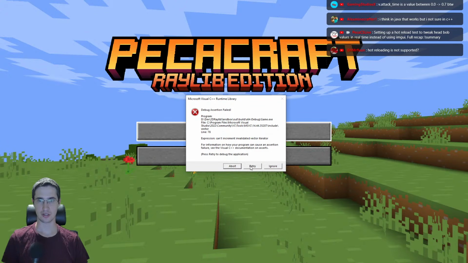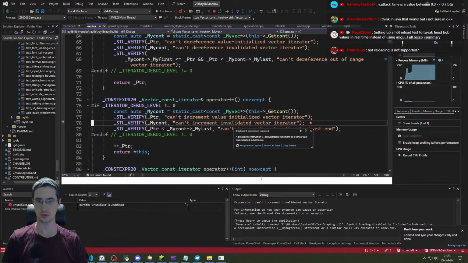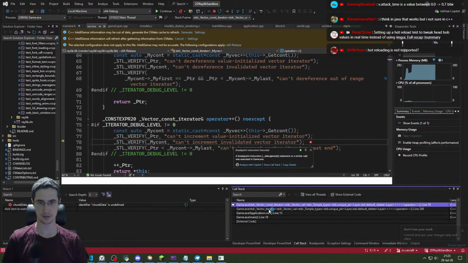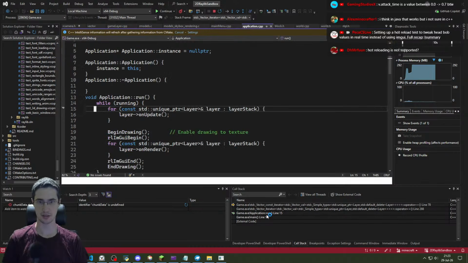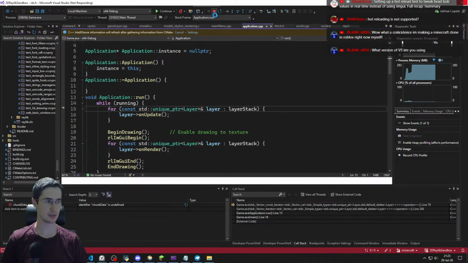Assertion. Where is this assertion? Let's go in the call stack. Vector iterator, application run. Oh, when we go through all the layers, that's when we get a problem. Does it happen all the time? Let's restart. At the start of the game, we just create the menu.